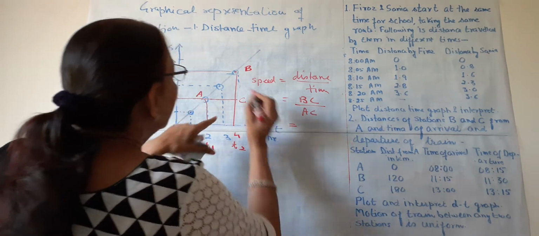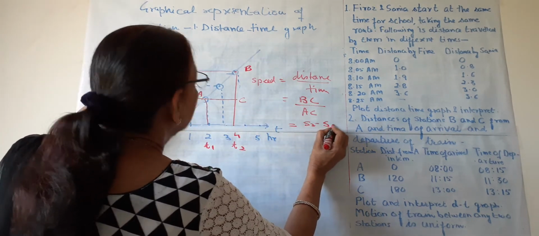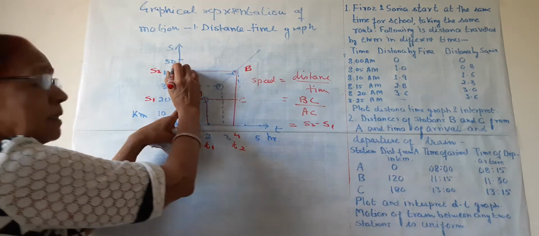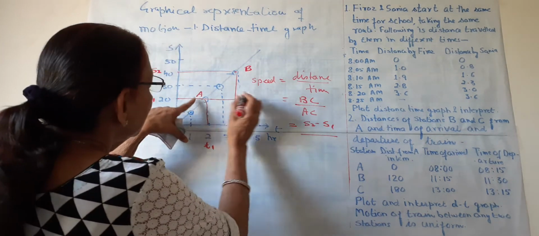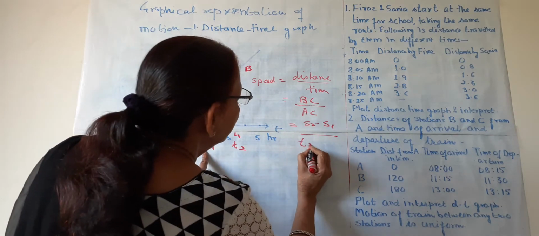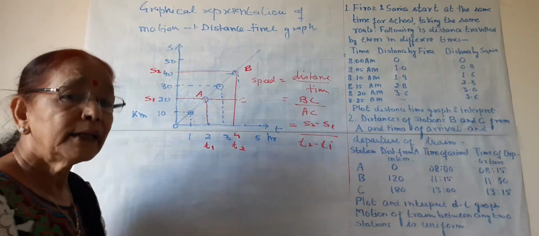So next we can write BC is equal to S2 minus S1. This BC, can you see, is equal to S2 minus S1, divided by AC, which is equal to T2 minus T1. So this is how we can calculate speed.